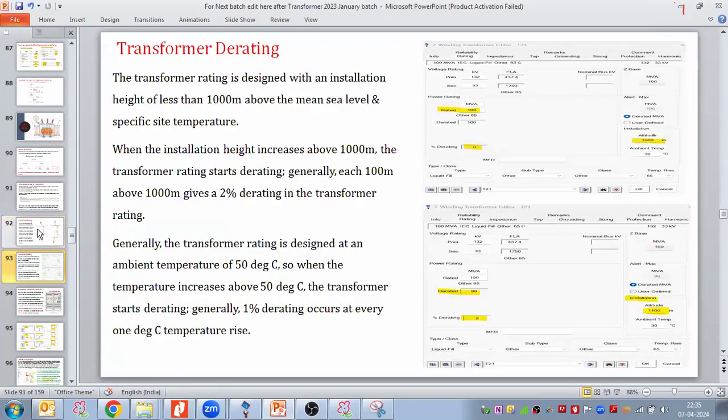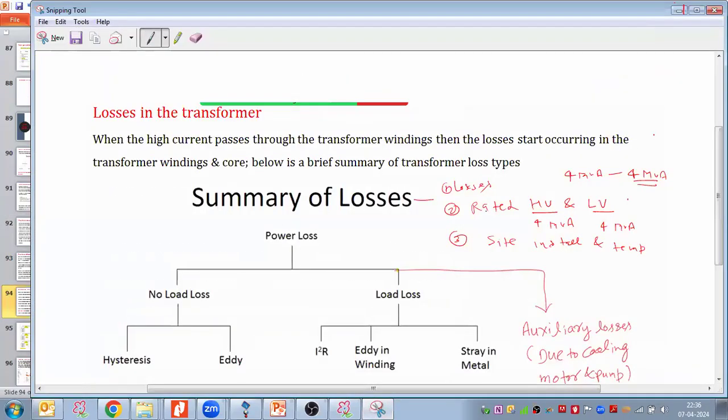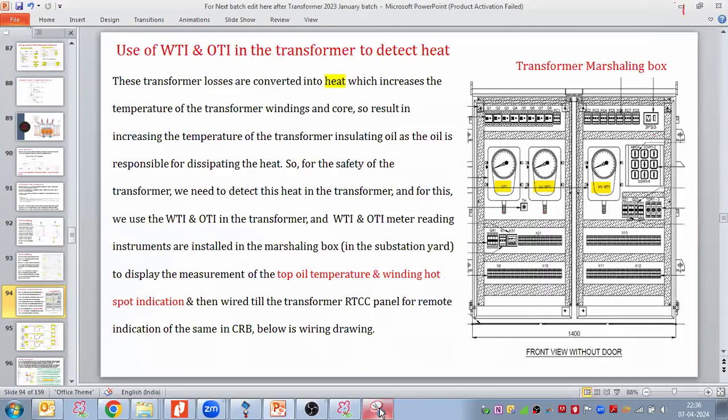Now coming to the fourth point: when these losses occur in the transformer, the losses generate heat inside the transformer, and that heat comes on the transformer winding. And once the heat comes on the winding, the winding loading capacity will decrease. So due to that reason, we have to provide cooling, and we have to sense or measure the temperature increase inside the transformer.